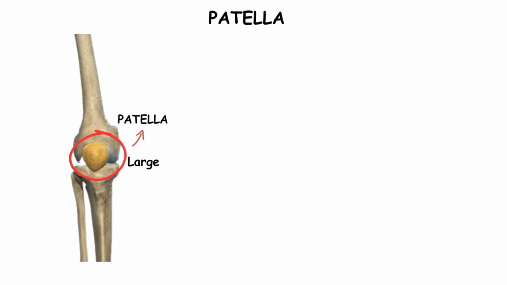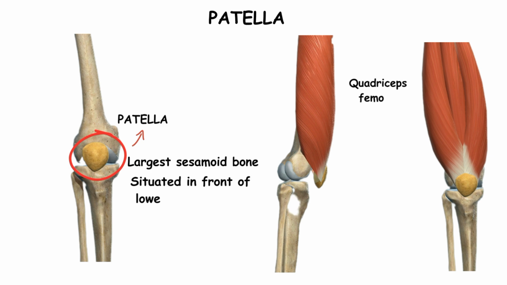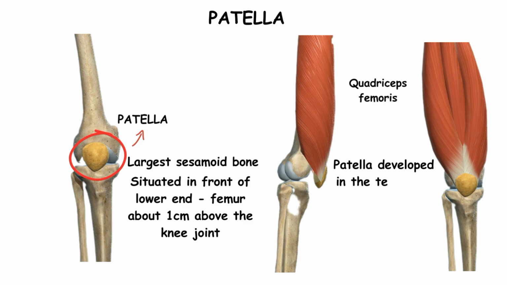Patella. Patella is the largest sesamoid bone situated in front of the lower end of the femur, about 1 centimeter above the knee joint. Patella developed in the tendon of quadriceps femoris.